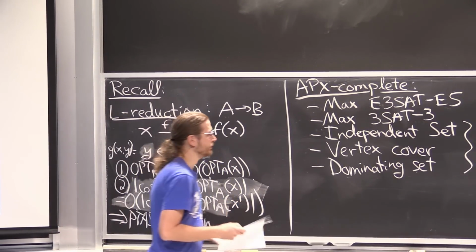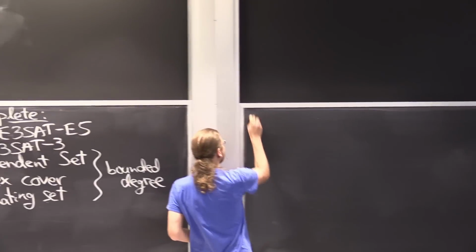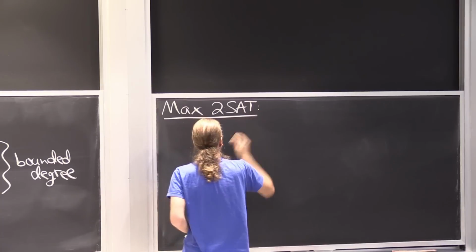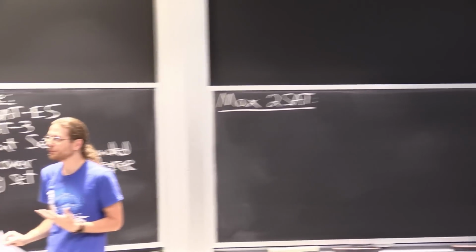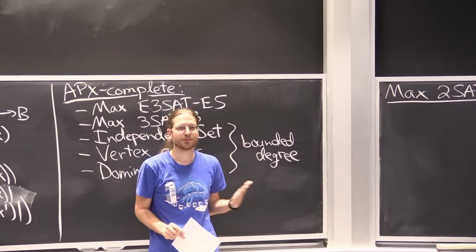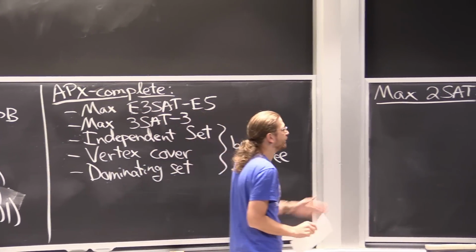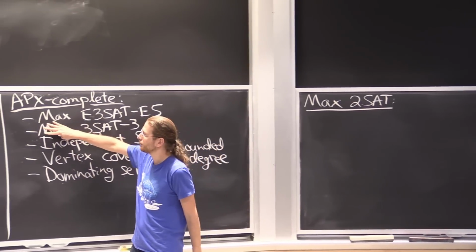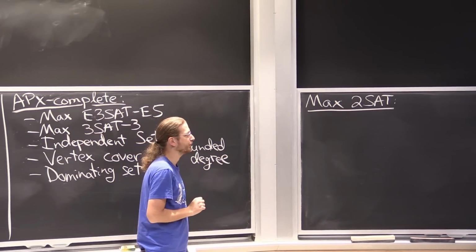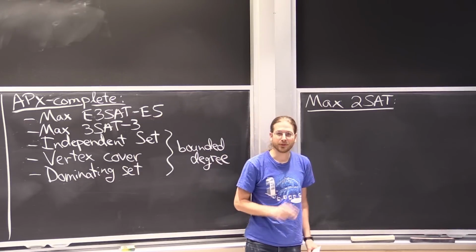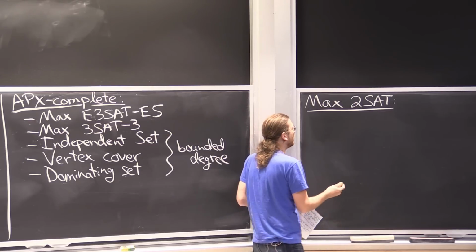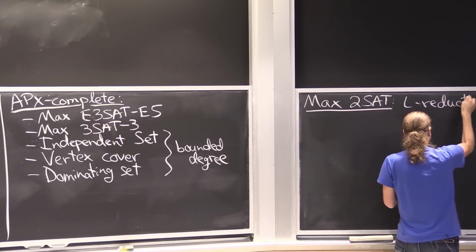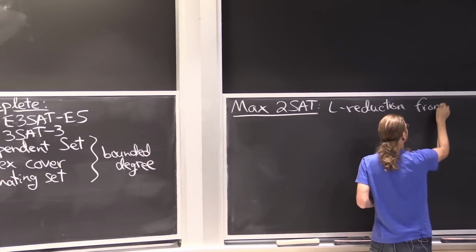So the next problem we're going to do is Max 2-SAT. Because we're in the world of optimization, in some sense the distinction between 2-SAT and 3-SAT is not so important. It turns out Max 2-SAT will be APX-complete, just like Max 3-SAT was. When we didn't have max, of course, the complexities were quite different: 3-SAT was hard, 2-SAT was easy. With maximization they're going to be equivalent from this perspective. So I'm going to do an L reduction from independent set.